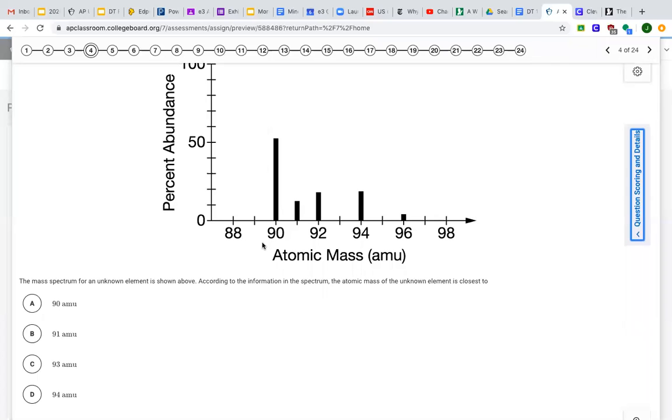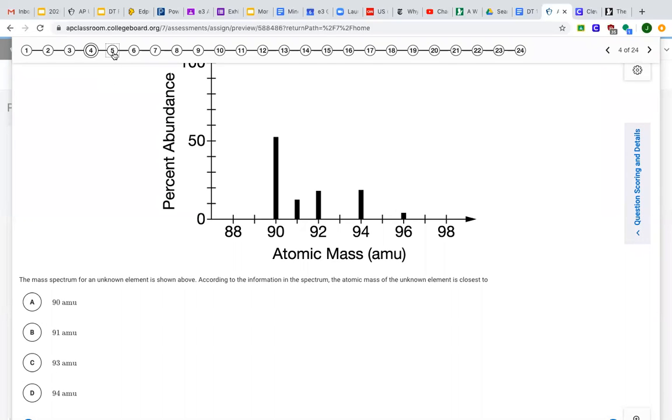You could do that mathematically, right? You could do 90 times 52 plus 91 times like 15 plus 92 times 20 plus 94 times 20 plus 96 times like 4, all divided by 53 plus 15 plus 20 plus 20 plus 4, right, as a quantity. And if you did that, you'd get roughly 91, or you'd be closer to 91 than you would be to 93 or 94. Okay? Okay. All right. And we've gone through this a bunch of times, so.